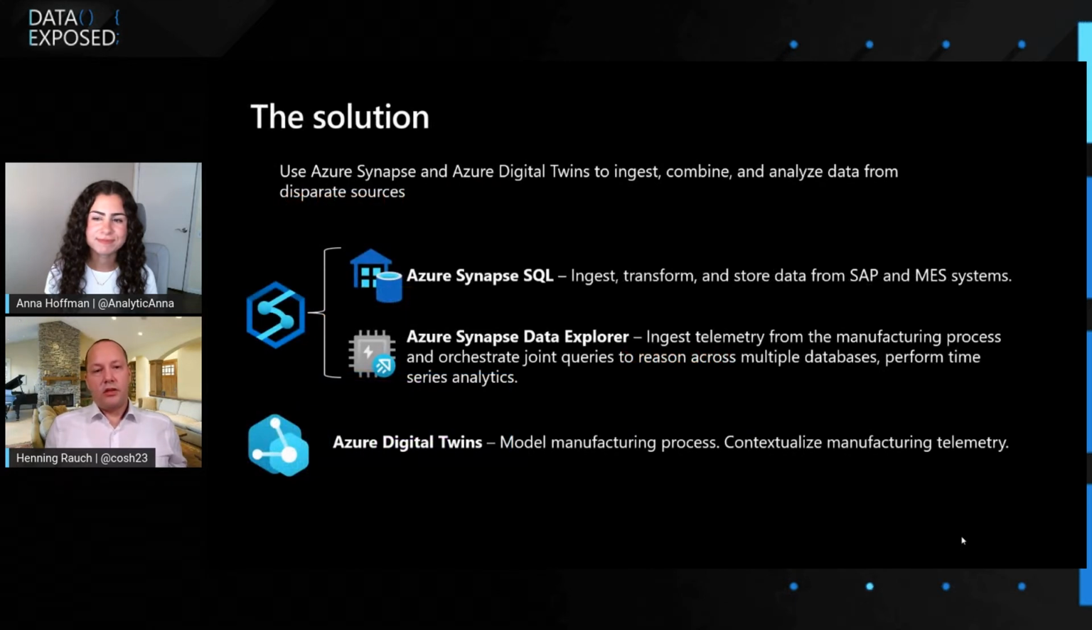Now, the solution looks a bit like you put some data into Synapse, and then you use, for example, Azure Synapse SQL to ingest, transform, and store data from this ERP system, such as SAP, and the MES system, and you use Azure Data Explorer to ingest the telemetry data from the manufacturing process and orchestrate joint queries to reason across multiple databases and perform time series analytics. Last but not least, you leverage Azure Digital Twins to model the entire manufacturing process and contextualize the manufacturing telemetry.